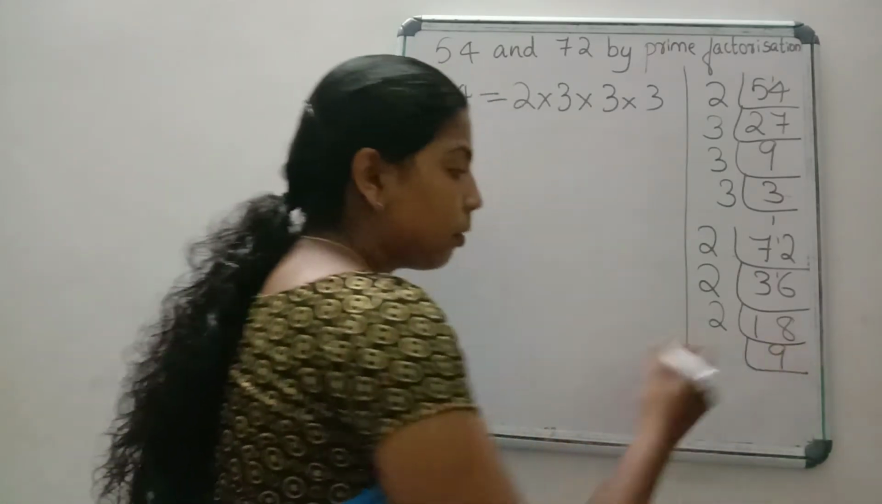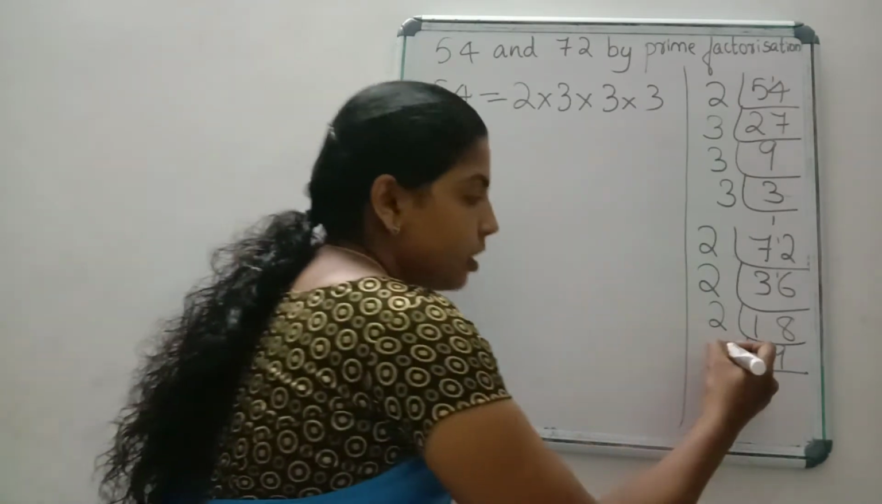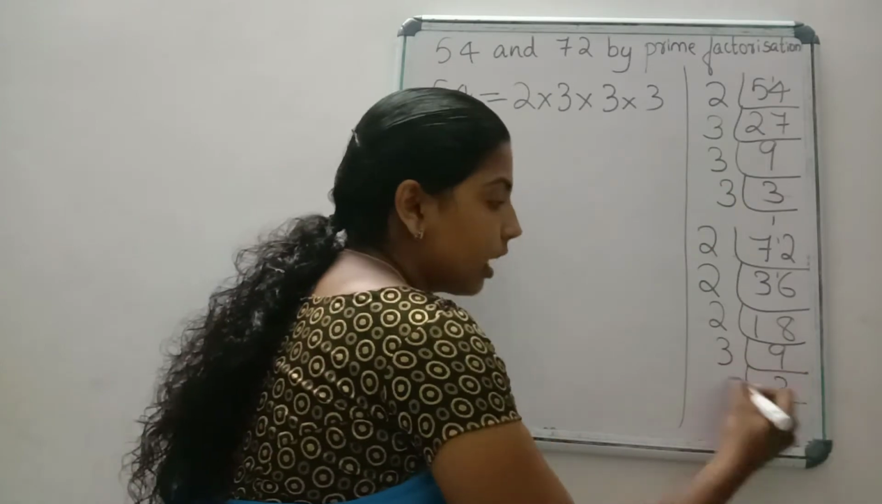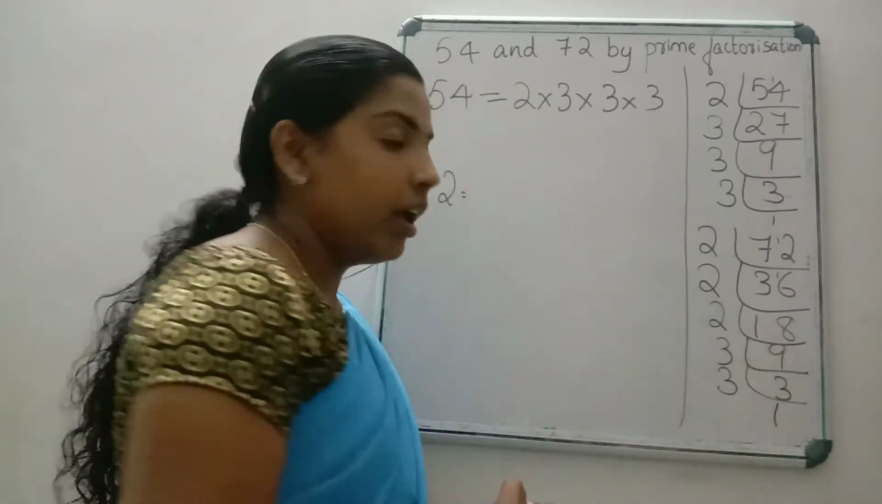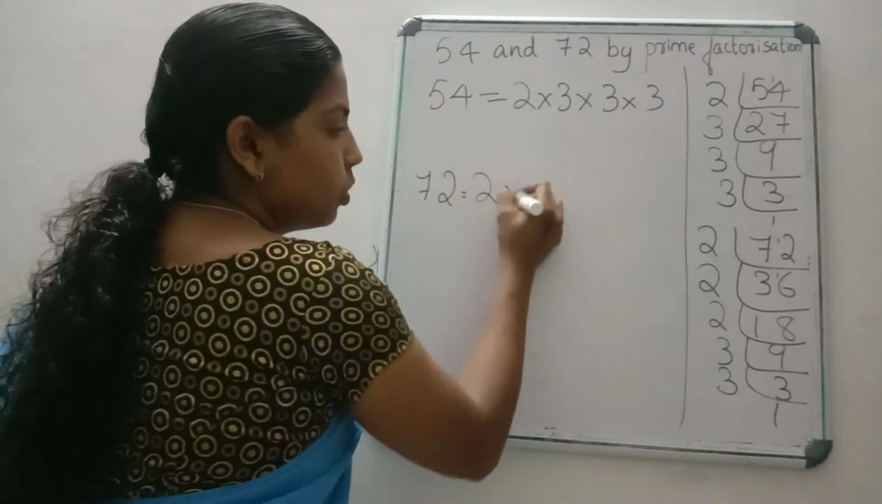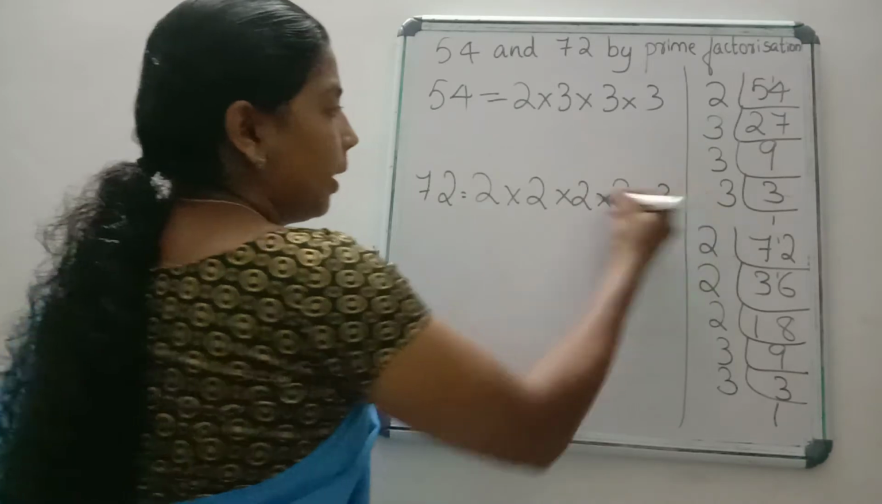Is this 9 possible to divide with 2? No. And it is possible to divide with 3. So 3 in 9 how many times? 3 times. Again this 3 can be divided with 3 how many times? 1. It is 1 now. We can stop. And the remaining factors are 2 into 2 into 2 into 3 into 3.